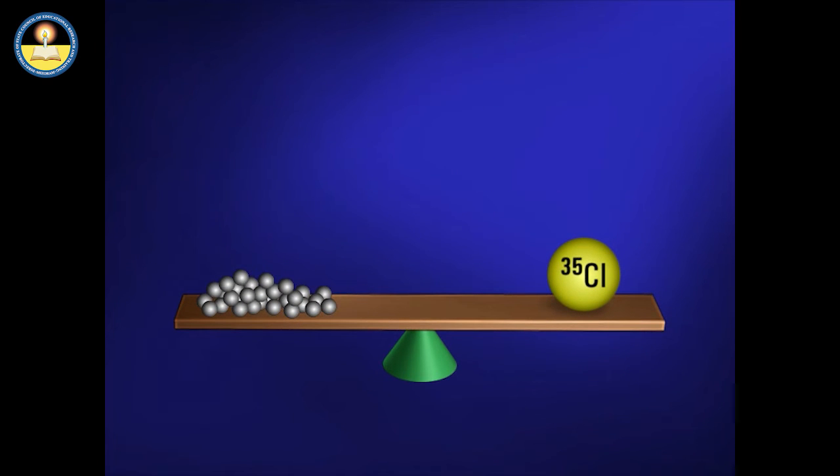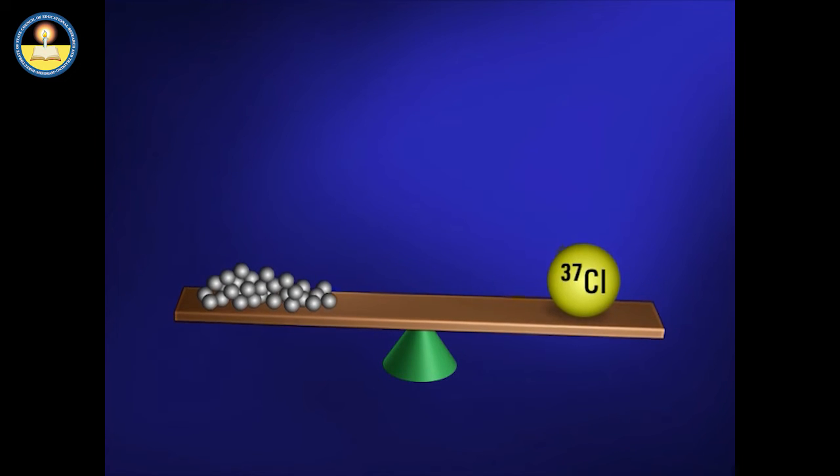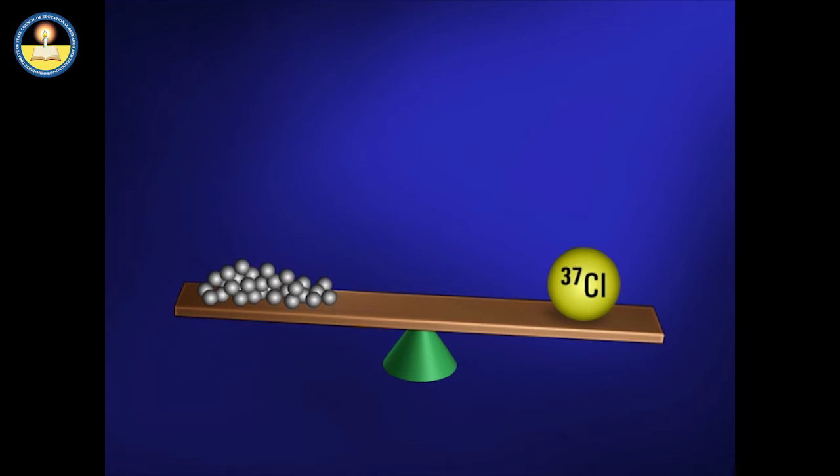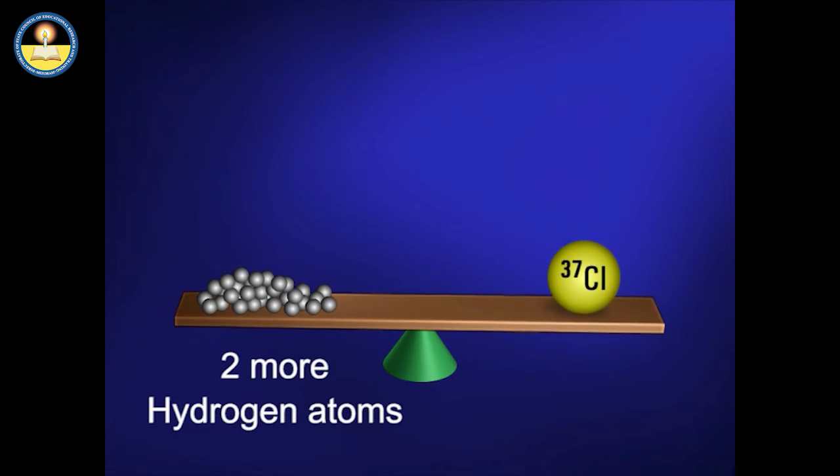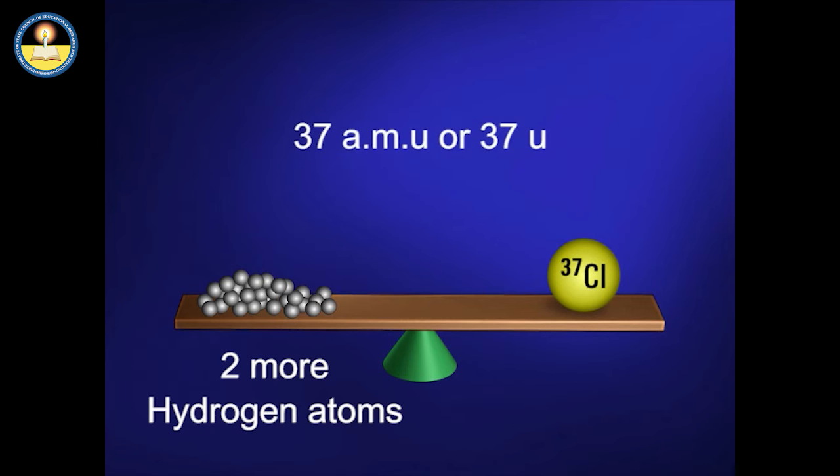If we take a heavier chlorine-37 isotope, we find that 2 more atoms of hydrogen are to be added to balance the beam. So, the mass now is 37 amu or 37 u.